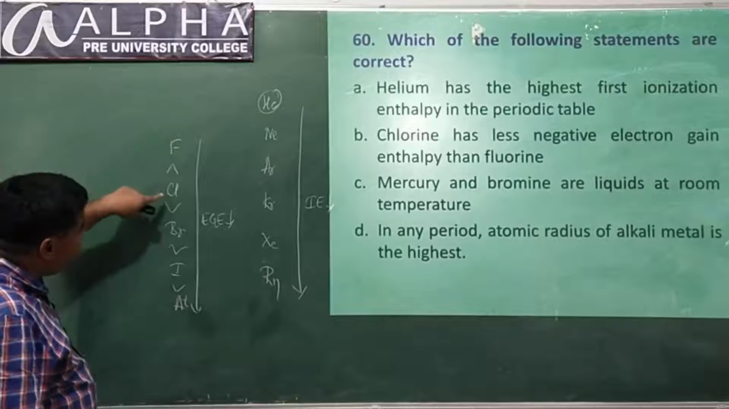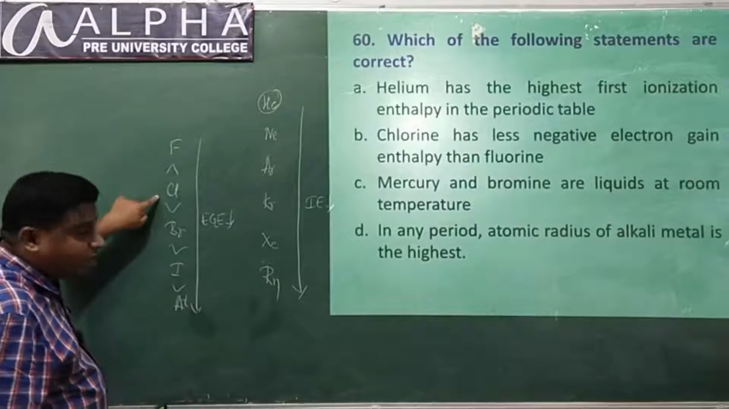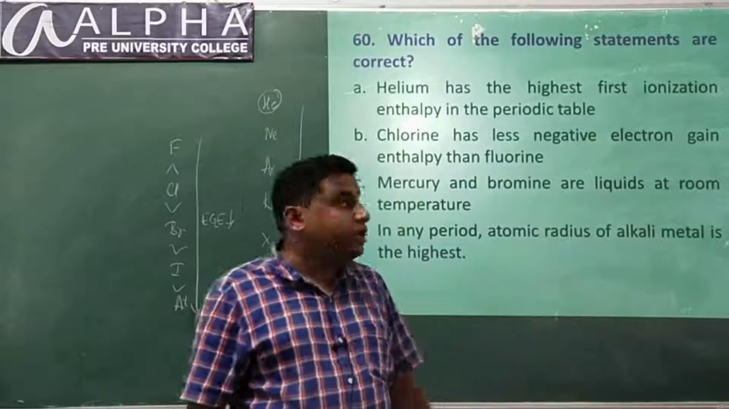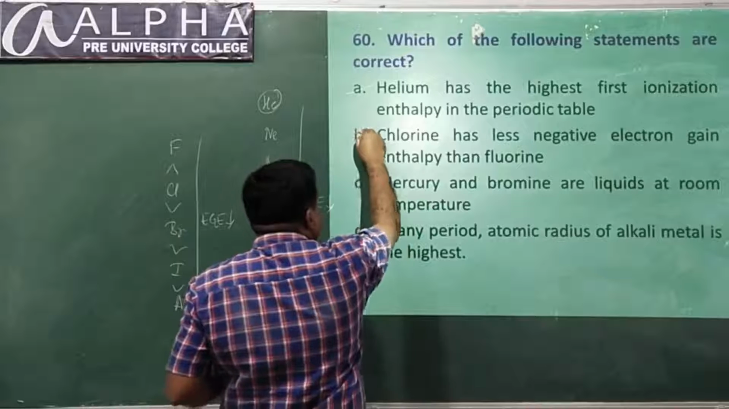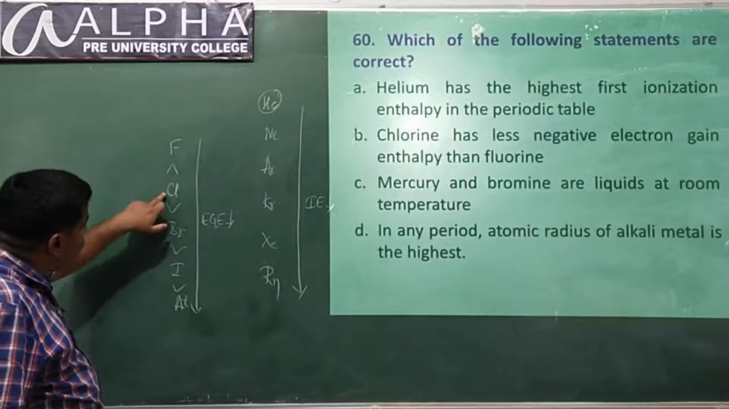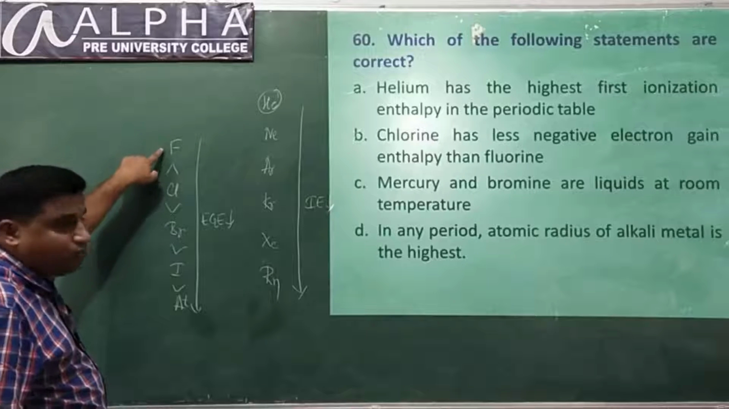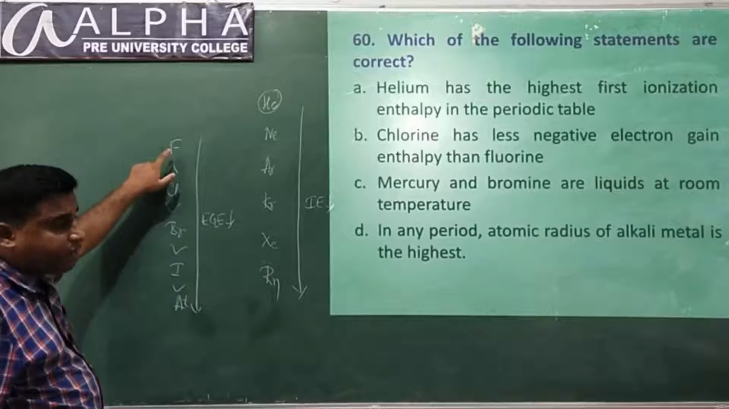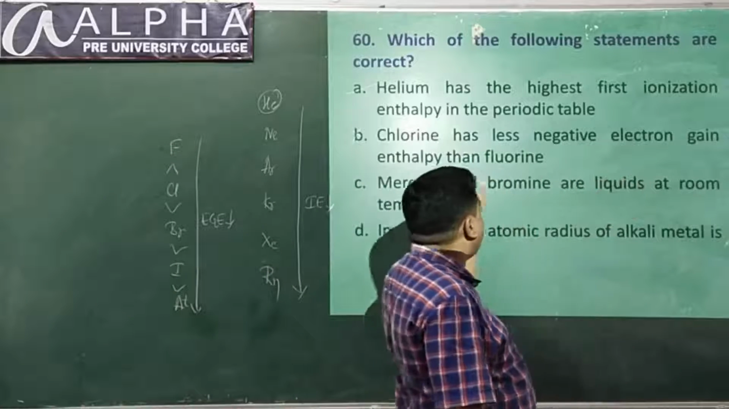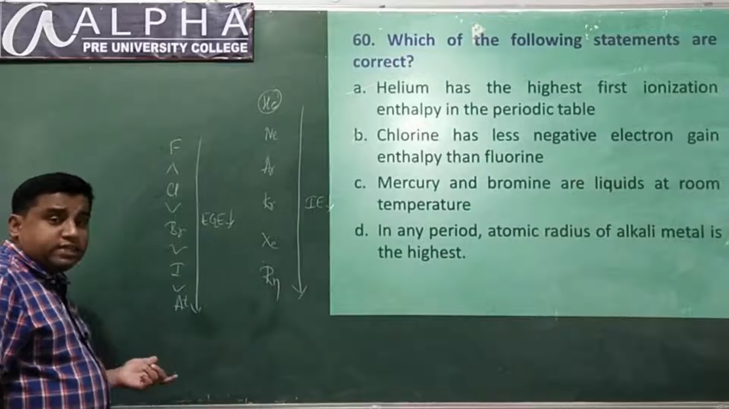From fluorine to chlorine electron gain enthalpy increases. That means chlorine has more negative electron gain enthalpy than fluorine. Hence option B is incorrect. This is an exception. But according to this option, chlorine has less negative electron gain enthalpy than fluorine, which is obviously wrong.